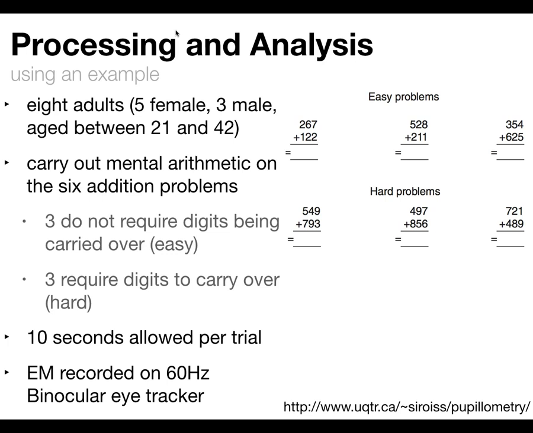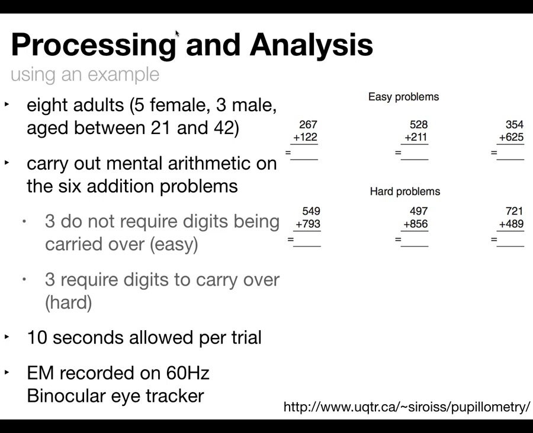Okay, so how do you go about doing a pupil analysis? What I'm going to do here is actually from Sylvain Savoy's website. He has data up there that you can download and play with. This is a very simple, old school experiment. We're going to do a simple mental arithmetic task. We're going to have 8 participants, 5 female, 3 male. They're all aged between 21 and 42, so kind of a usual university group.